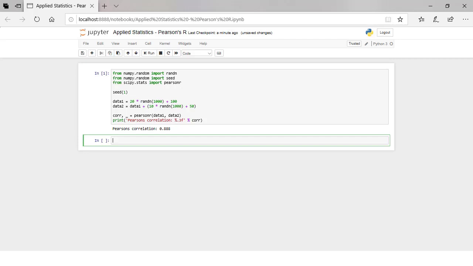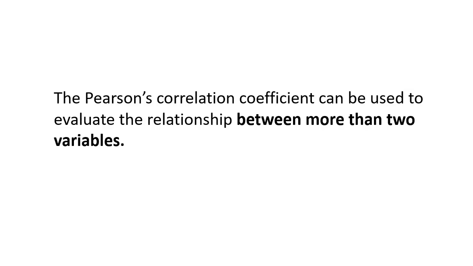The Pearson's R correlation coefficient can be used to evaluate the relationship between more than two variables. This can be done by calculating a matrix of the relationship between each pair of variables in the dataset. The result is a symmetric matrix called a correlation matrix, with a value of 1 along the diagonal, as each column is always perfectly correlated with itself.